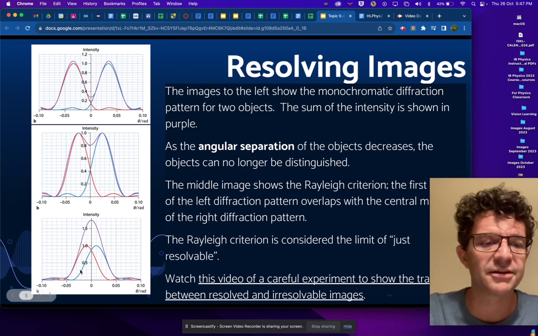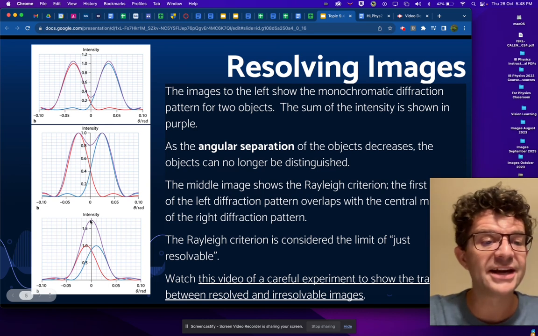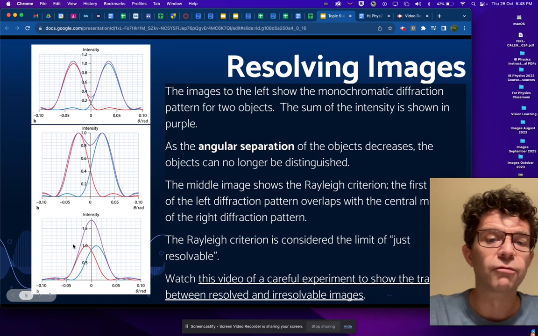On the other hand, down at the bottom, these are separated only about a hundredth of a radian on the left, a hundredth of a radian on the right, and the diffraction is so strong that the sum of the two looks like there's actually just one object that's brighter located in the middle. These are not resolvable.